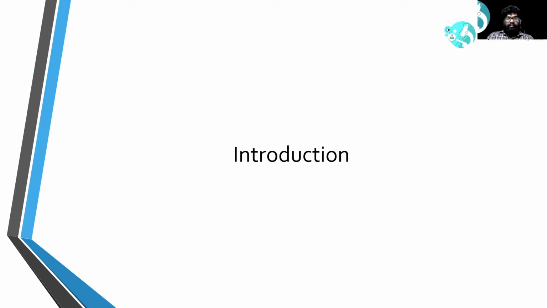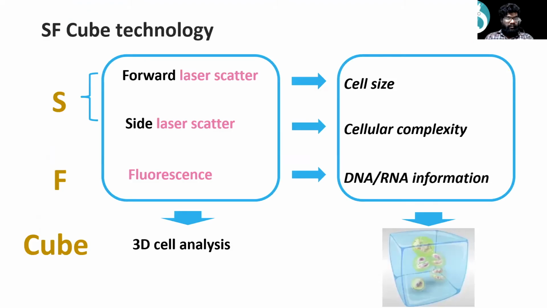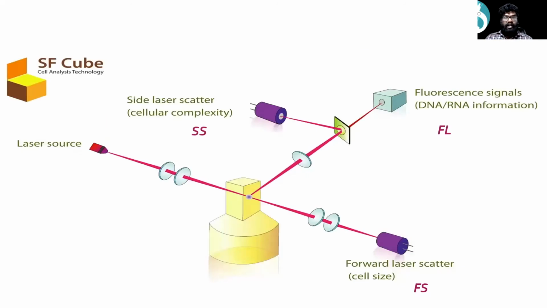As we already know, the basic principle of a scattergram is laser and fluorescence. Using laser technology, we use forward scatter and side scatter, and fluorescence gives us information on DNA and RNA content. The beauty of the Mindray is that it executes SF Cube technology, which plots the scattergram in a 3D pattern. This helps us understand the cellular complexity, the DNA and RNA information, as well as the cell size. Using these three parameters, we are able to categorize the various patterns of diseases and cell morphology.